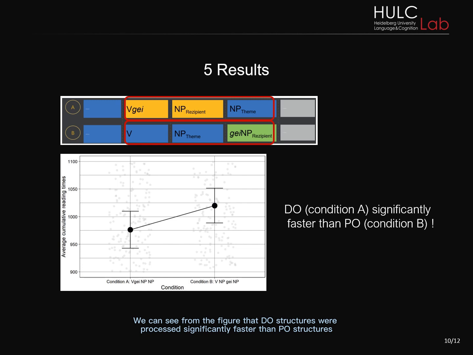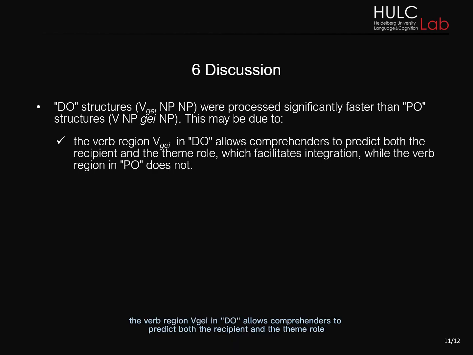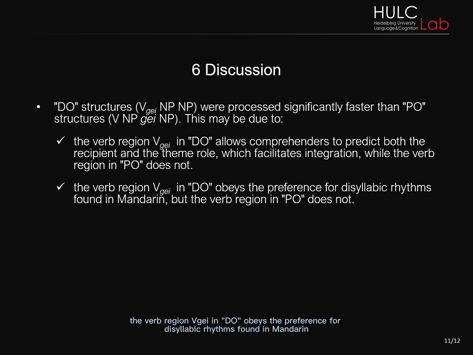We can see from the figure that DO structures were processed significantly faster than PO structures. This may be due to two reasons. First, the verb region in DO allows comprehenders to predict both the recipient and theme, which facilitates integration, while the verb region in PO doesn't. Second, the verb region in DO obeys the preference for disyllabic rhythms found in Mandarin, but the verb region in PO doesn't.